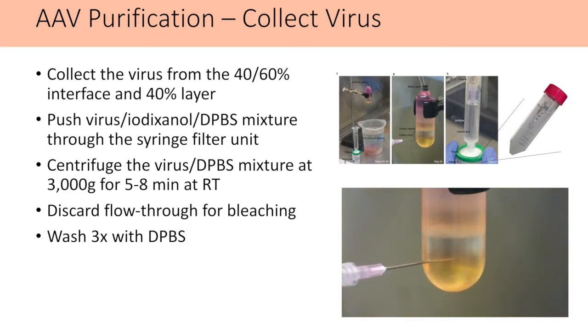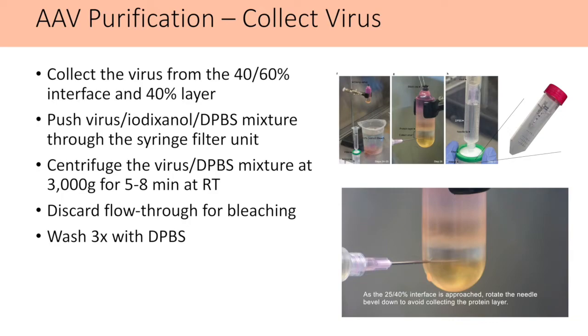Most of the full capsid resides right at the interface where it looks orange-yellow, and as you collect toward the precipitated protein layer, you will get greater yield, but you will also lower your full to empty ratio. And it's very important to rotate the bevel away from the protein layer as you approach it so that you do not accidentally take up more protein.